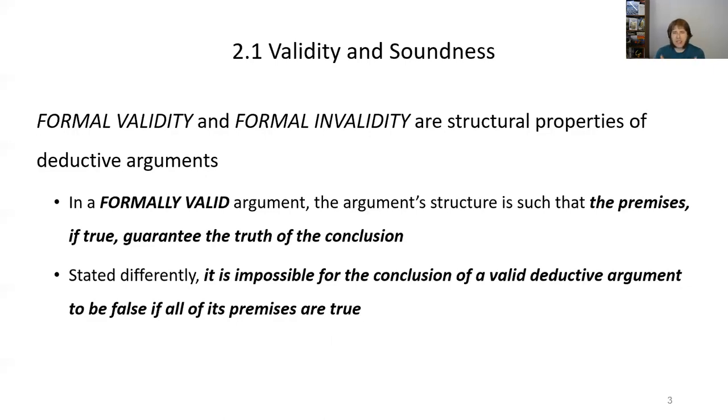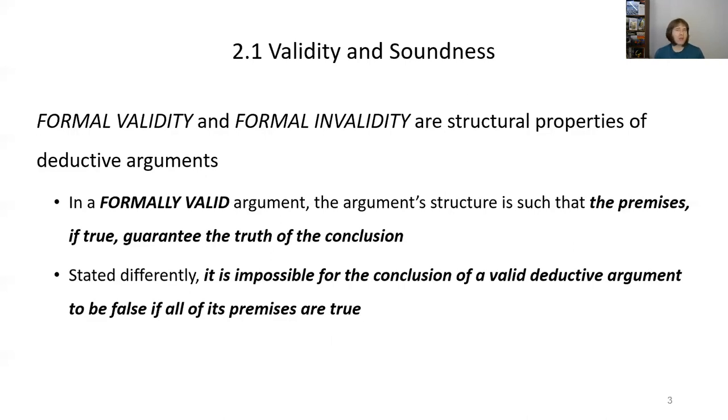If a deductive argument is formally valid, so this is the first bullet point, the argument structure is such that the premises, if true, guarantee the truth of the conclusion. So it's really a kind of guarantee we get in a formally valid argument: if the premises are true, the conclusion has to be true as well.